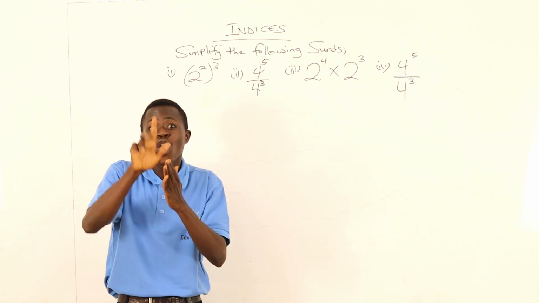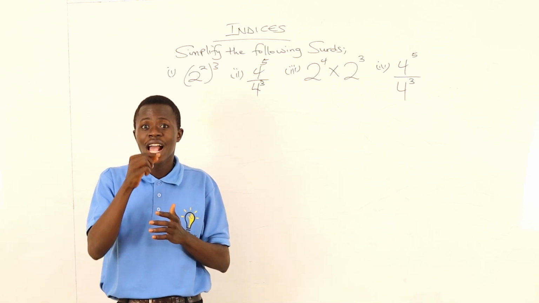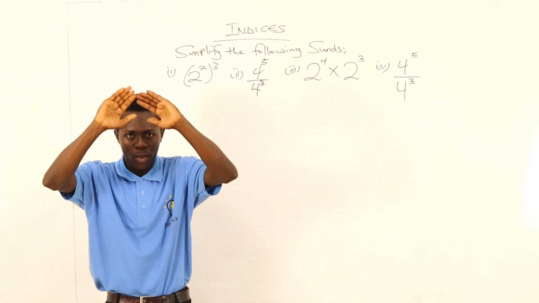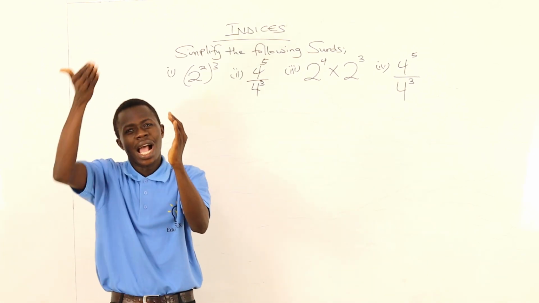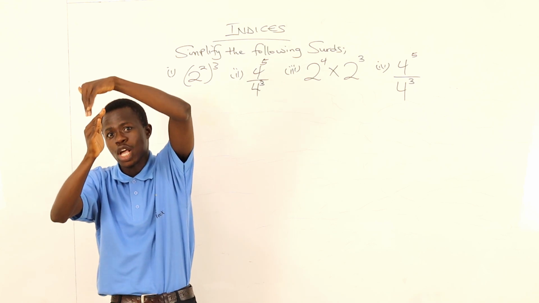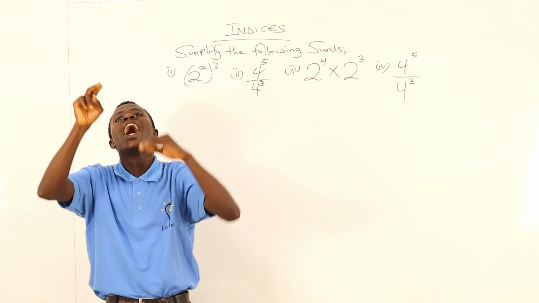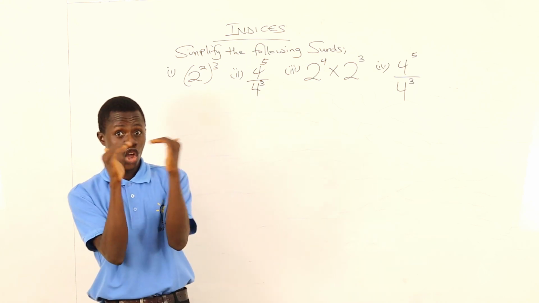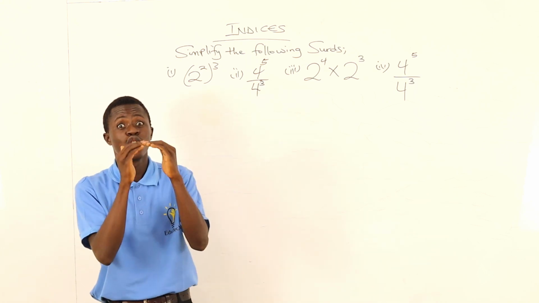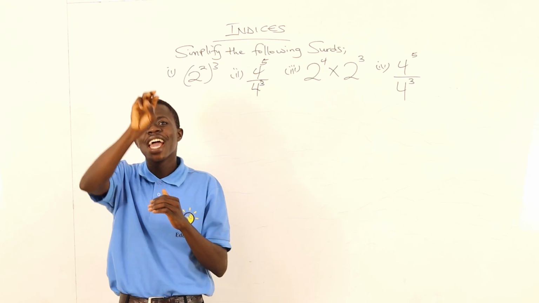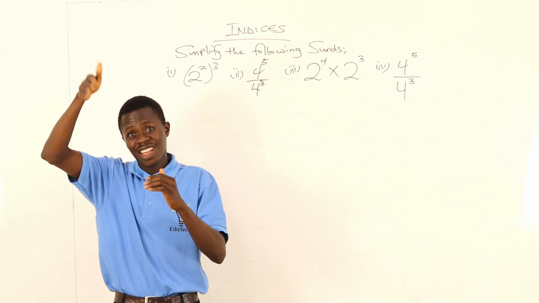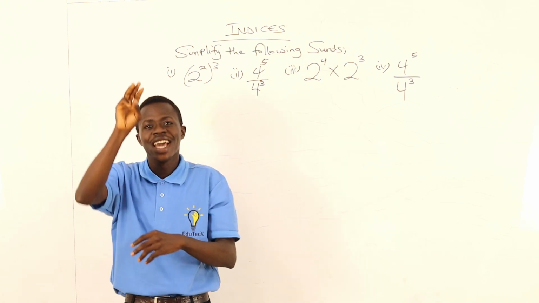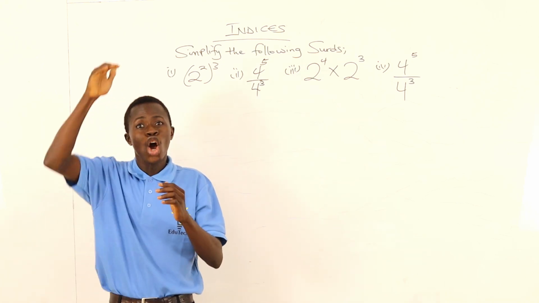Then the final one, law 3, states that when you have the expression A raised to the power m, raised to the power n, then it is going to be equal to A raised to the power m multiplied by n.